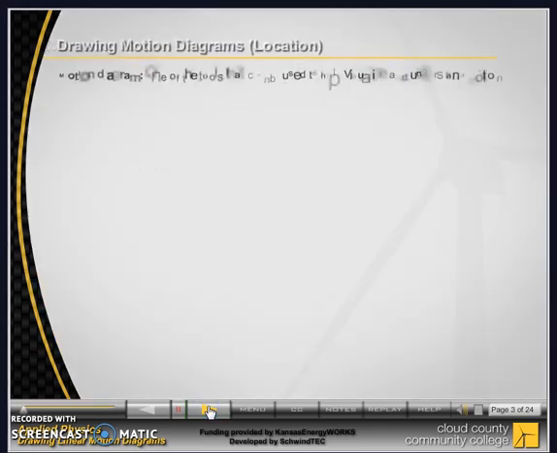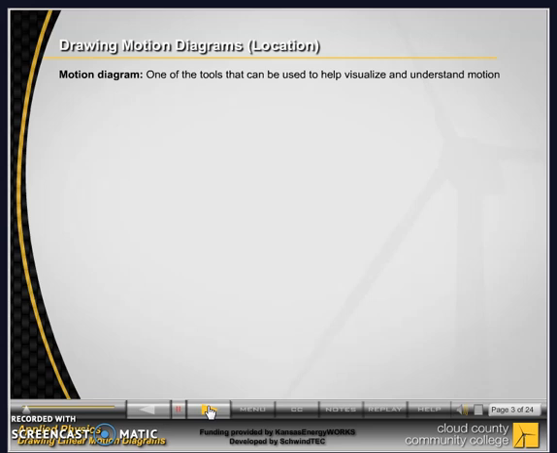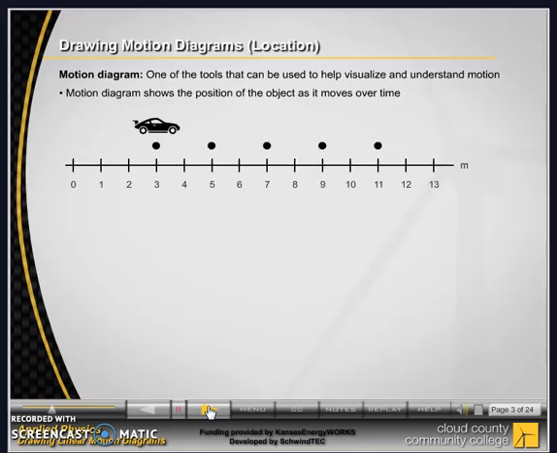One of the tools that can be used to help visualize and understand motion is the motion diagram. There is no elaborate art involved here. It is simply a sketch. The moving object can be represented by a dot. The motion diagram shows the position of the object as it moves over time. There is equal time between each object position in the diagram shown here. You can think of it as a stroboscopic picture.